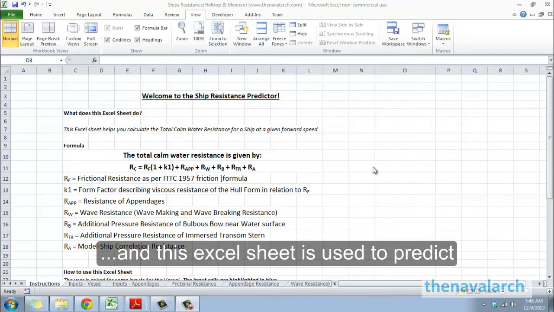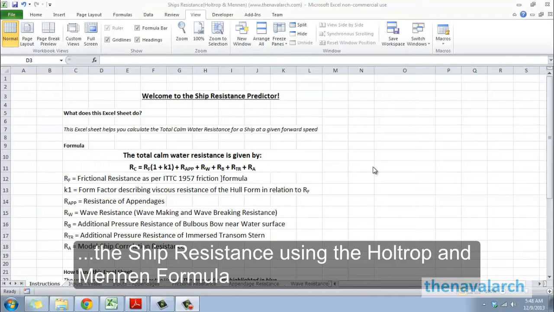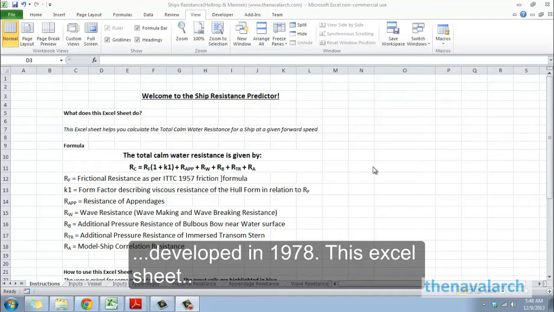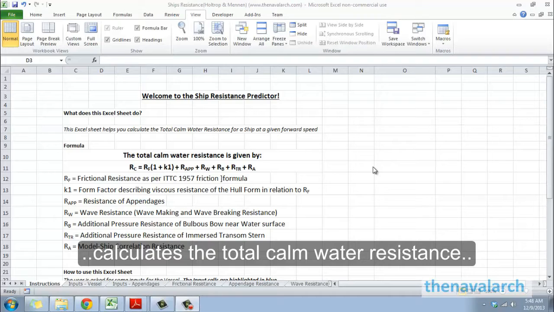This Excel sheet is used to predict the ship resistance using the Holtrop and Mennen formula developed in 1978. This Excel sheet calculates the total calm water resistance of a ship at a given forward speed.